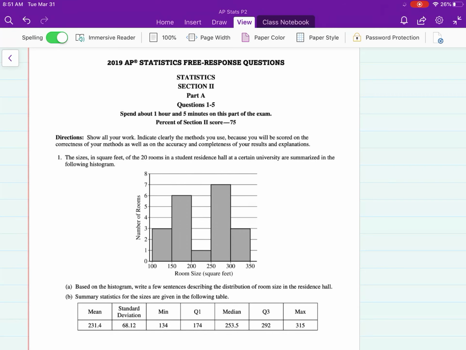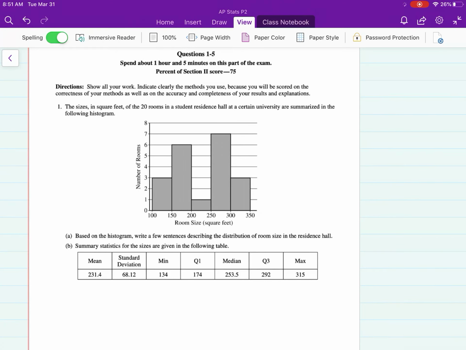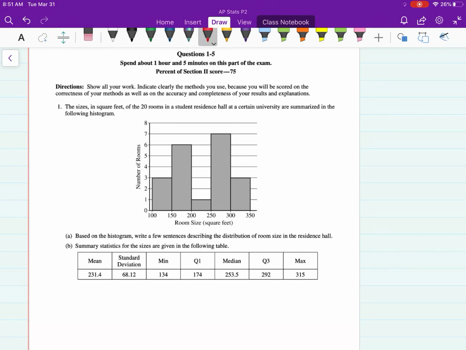This video is gonna show you guys how to do the first free response question from 2019. As you may have guessed, in part A of this, it asks you to write a few sentences describing the distribution of room size. So that is a SOCS question. When I say SOCS, I'm talking about shape, outliers, center, and spread.